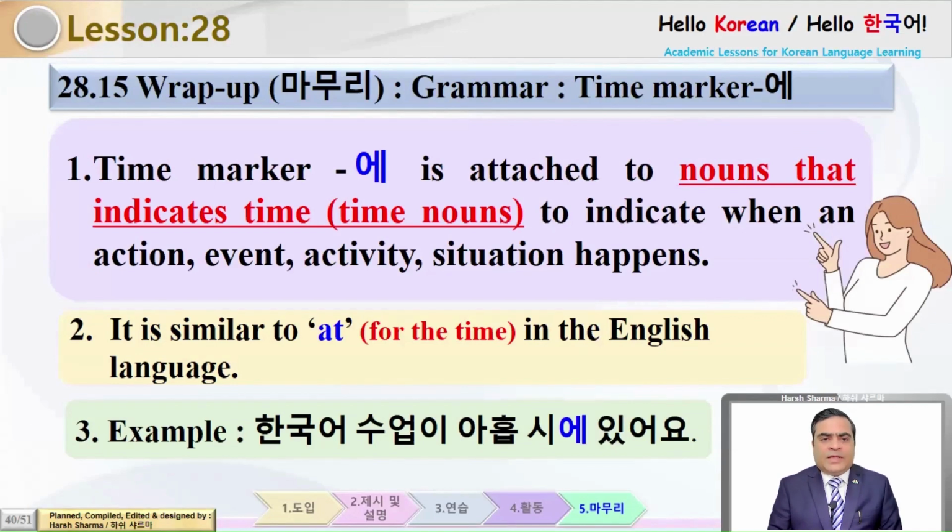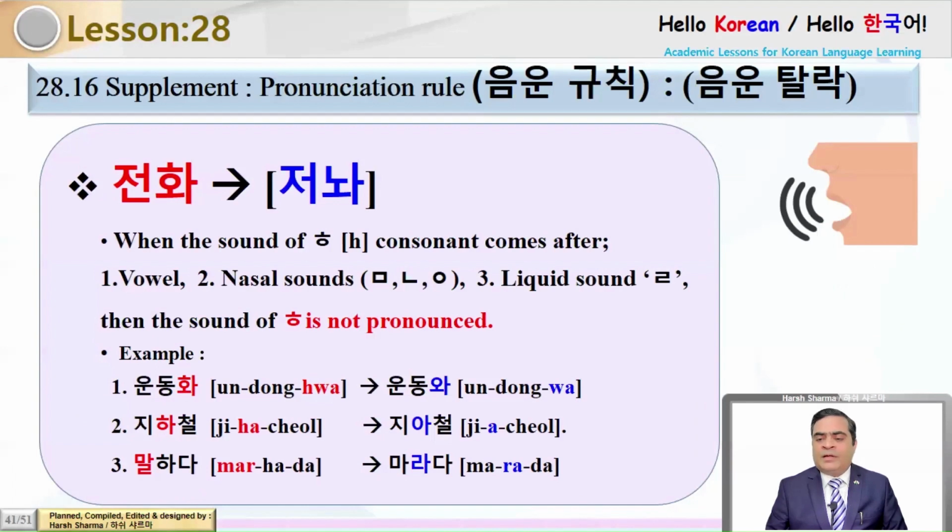First point. Time marker 에 is attached to nouns that indicates time. That is also known as time nouns to indicate when an action, event, activity, situation happens. Number 2, it is similar to at for the time in English language. An example is 한국어 수업이 9시에 있어요. Korean language class is at 9 a.m. So we have completed this grammar also, and one pronunciation rule.